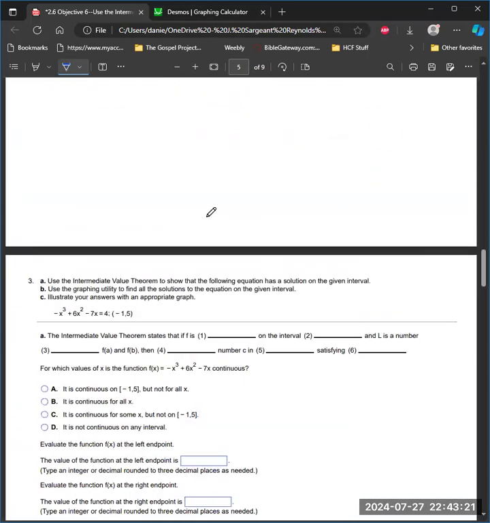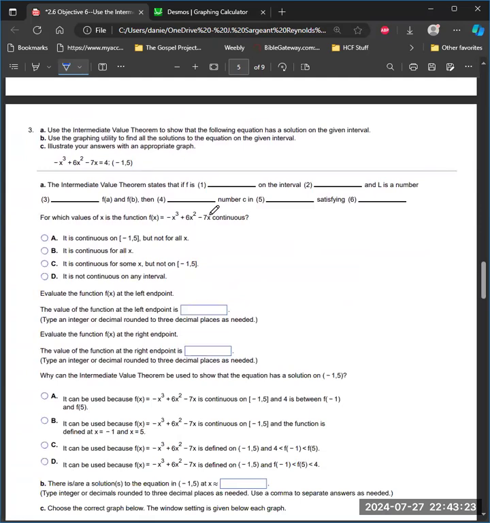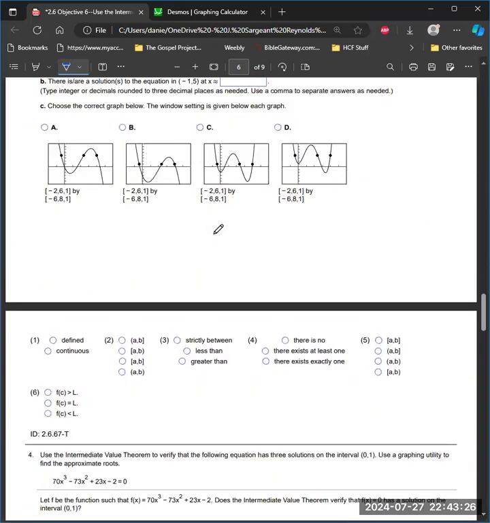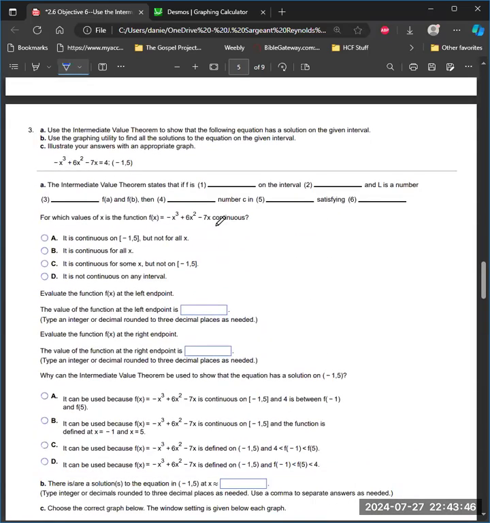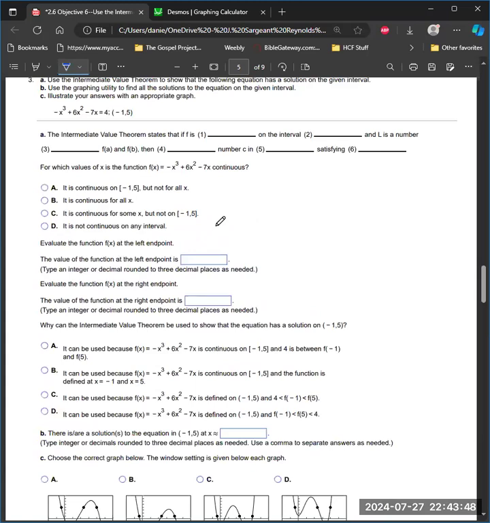All right. Again, all these same things. It needs to be continuous on a to b, and then strictly between. There exists at least one on a to b such that f of c equals L. And that's going to be continuous because it's continuous everywhere for all x. So that's B.